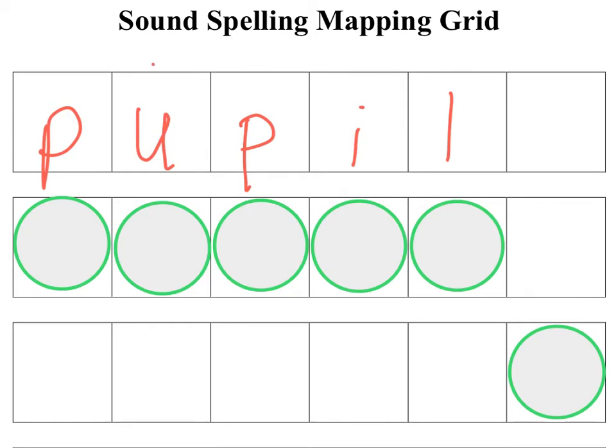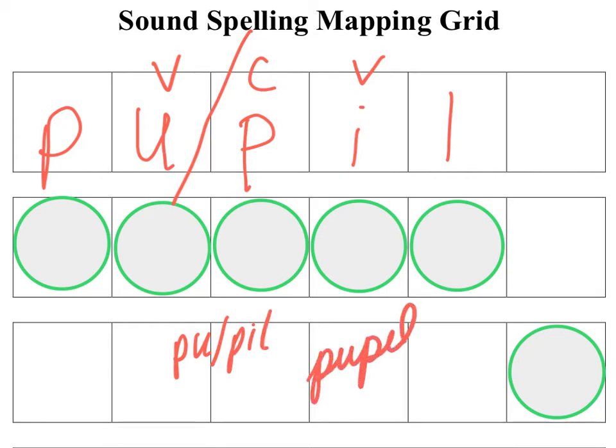Let's check this pattern. Vowel, consonant, vowel. And because I hear that long vowel sound, I know I'm going to draw the line before my consonant in the middle. So when I write it, P, U, P, I, L, pupil. You have a pupil in your eye, or students are a teacher's pupil. So there are 2 meanings to the word pupil.